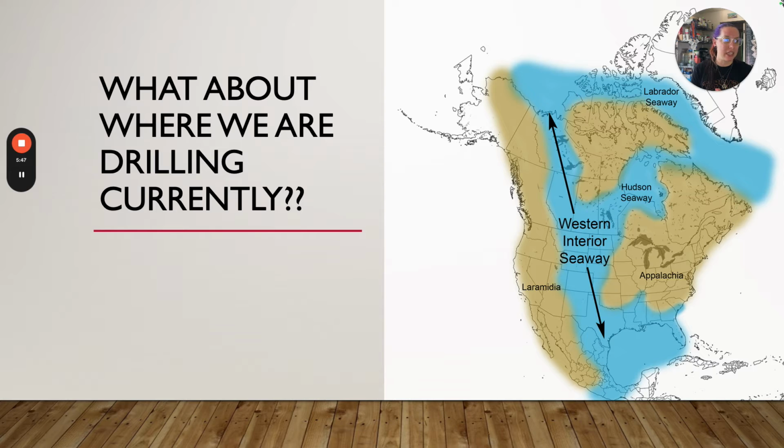Again, going into this idea, what about where we're drilling currently? Millions and millions of years ago, North Dakota and Texas were underwater because there was an inland sea. We were located in a different spot, but also sea levels were much higher at the time, and so water was able to extend from the current North Pole all the way down to the current Gulf of Mexico.